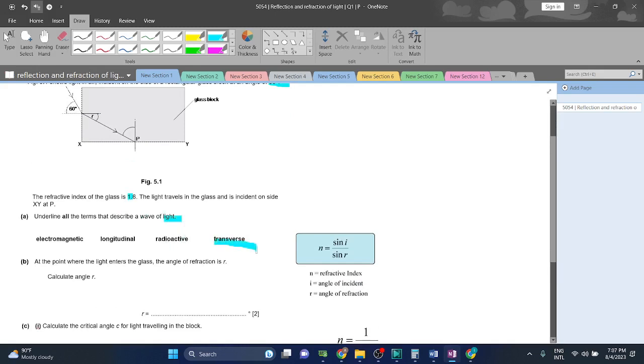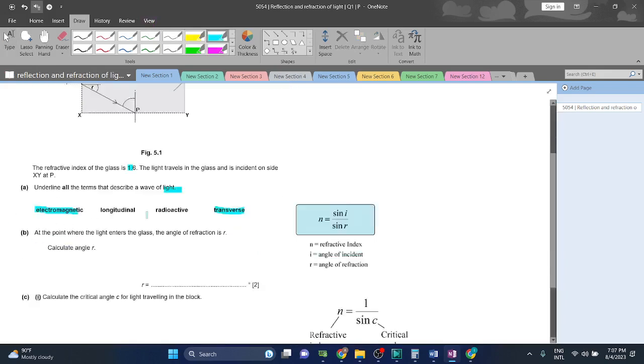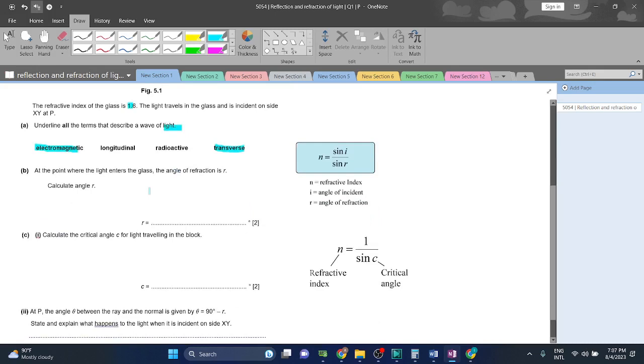First of all, it is transverse and it is electromagnetic, as you guys should already know. Very easy concept this is. You just have to remember it. Anyways, moving on. B. At the point where the light enters the glass, the angle of refraction is R.